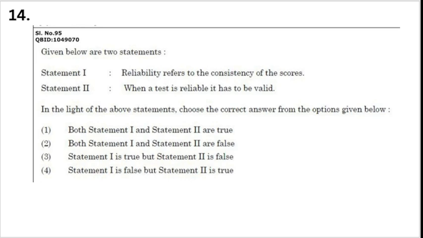So the next question is also about reliability. Please give it a read. It is a statement based question. Please try to answer a little quicker.